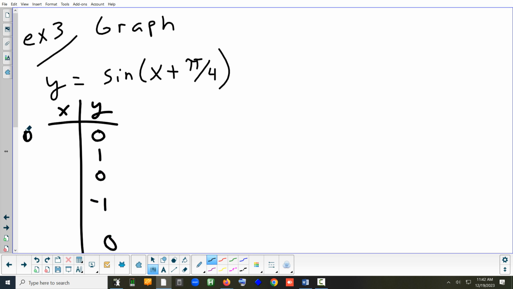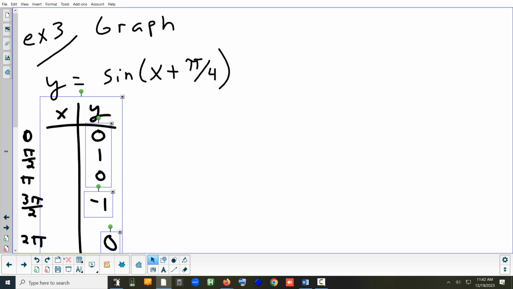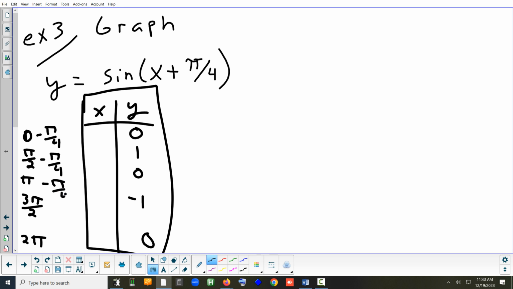Okay, and original x's, which we were starting to remember: 0, pi over 2, pi, 3 pi over 2, 2 pi. Okay, I actually want to move this over. What am I going to do to all of those x's? Subtract pi over 4. Yep. I'm really just interested in what you're going to put in this table, but if it helps you to write it out, you can. So 0 minus pi over 4 is negative pi over 4. What about pi over 2 minus pi over 4?